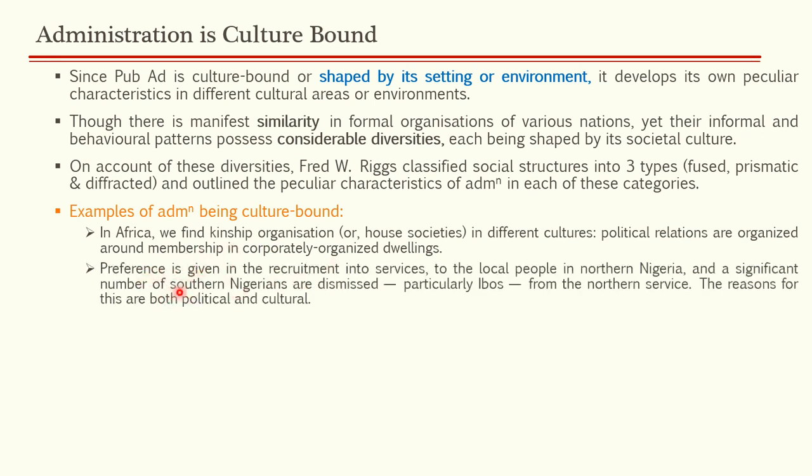Preference. Now this example is of Nigeria. Preference is given in recruitment into services to local people in northern Nigeria, and a significant number of southern Nigerians, particularly Ibos, are dismissed from the northern service. So in northern Nigeria we find that preference is given to northern Nigerians in administration. This is how it is culture bound. The reasons for this are both political and cultural.